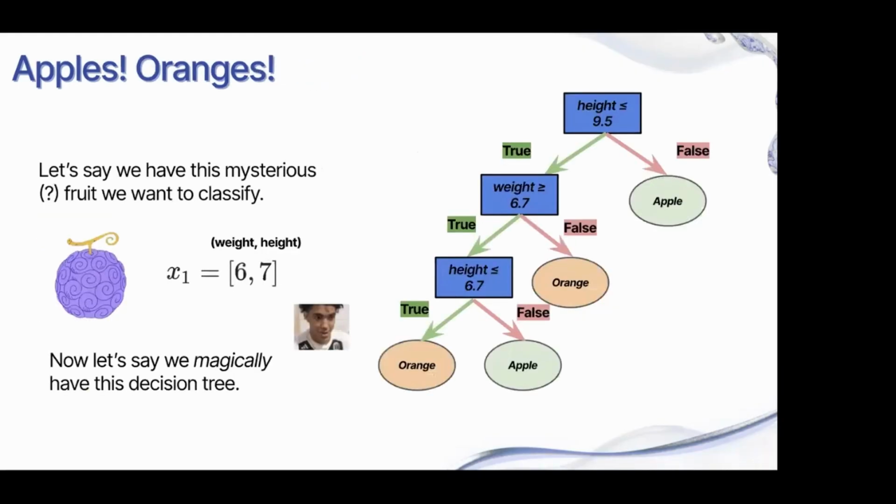When we plot it onto the grid, let's say I also have this decision tree. Ignore all the brain rot in the slides. But let's say I have a fruit that has a weight of 6 and a height of 7. I will give you just 30 seconds, and you tell me what fruit that is by walking through the decision tree.